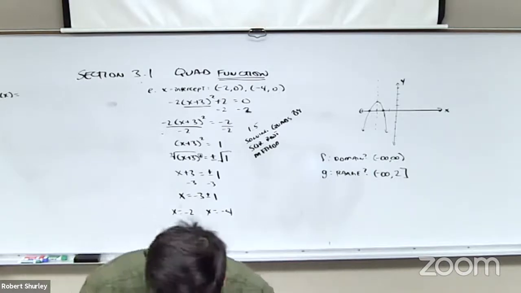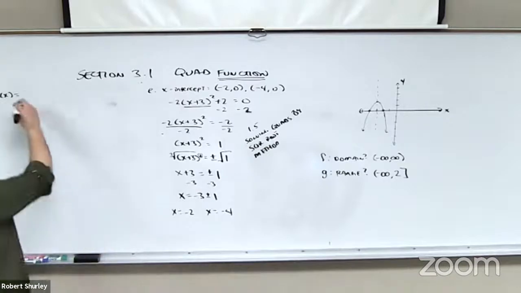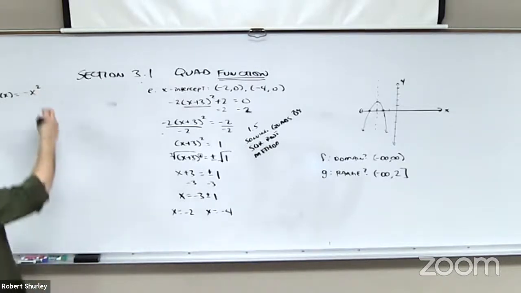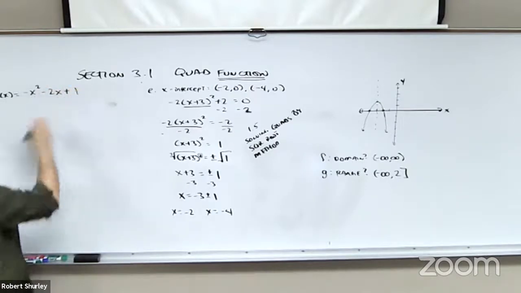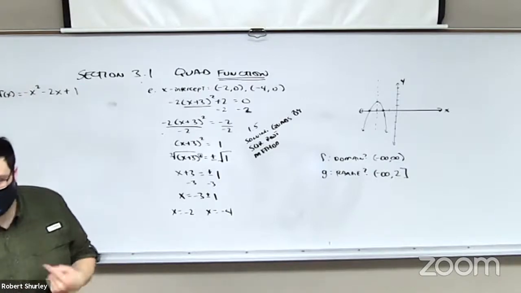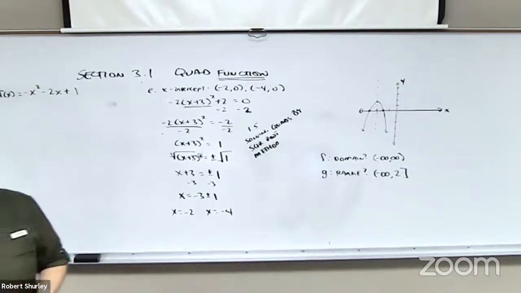F of x equals, let's say negative x squared minus 2x plus 1. Okay. And notice this is different. There's no parenthesis. It's the formula that's like ax squared plus bx plus c. Yeah, you're exactly right.